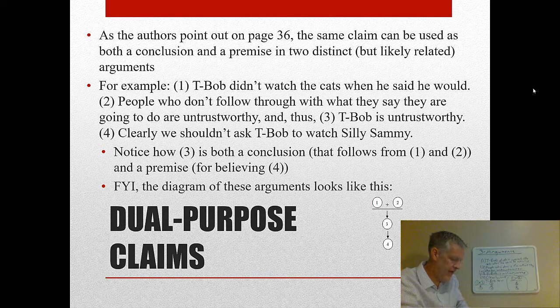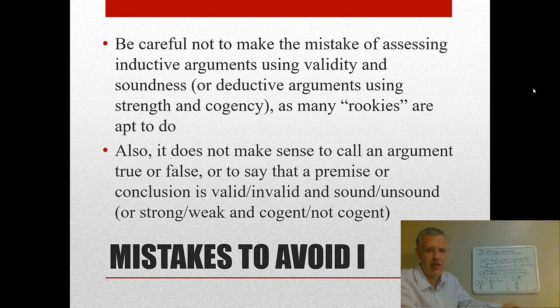Moving on to slide 15, I want to talk briefly about some common mistakes that rookies make, and you guys are all rookies taking this intro course in logic and critical thinking. Some common mistakes we want to avoid: first of all, don't conflate the assessment terms. Even though they're very similar, don't assess a deductive argument using strength and cogency, and don't label an inductive argument as valid or invalid. Validity and soundness only apply to deductive arguments. Strength and cogency only apply to inductive arguments. Don't conflate those. Many rookies do.